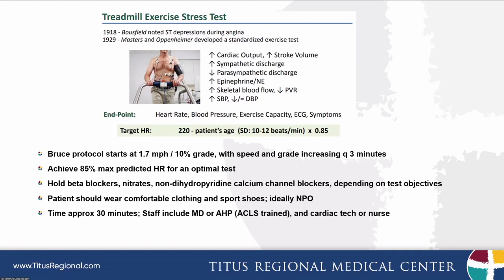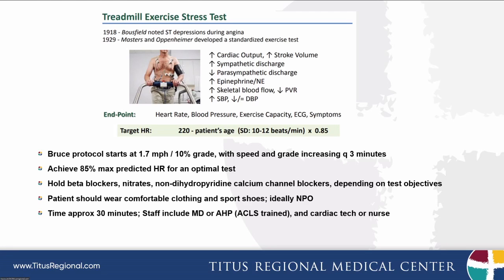So let's talk a little bit about different types of stress tests. Now, the oldest type of stress test we do is a treadmill exercise test. Over 100 years ago, it was noted that when patients had angina or chest pain coming from inadequate blood flow to the heart, they had changes on their EKG. And shortly thereafter, people began devising ways to put them through a stress test to look at their EKGs and see if they could mimic those types of changes.